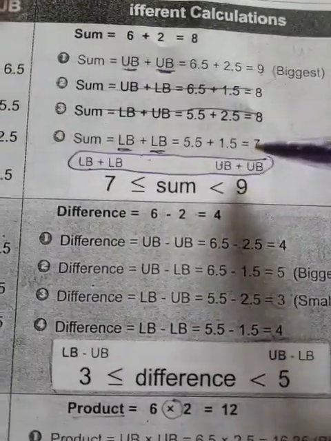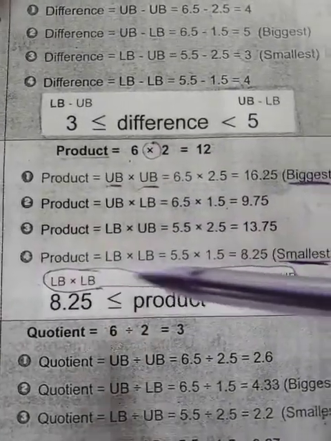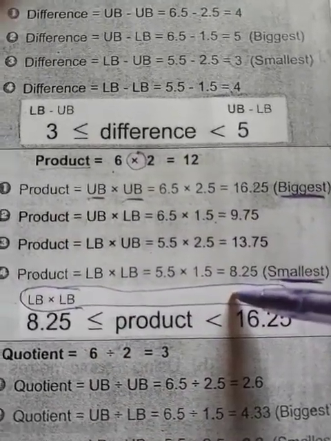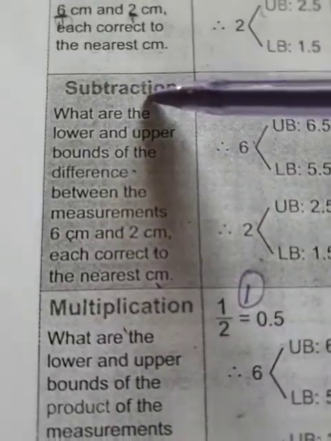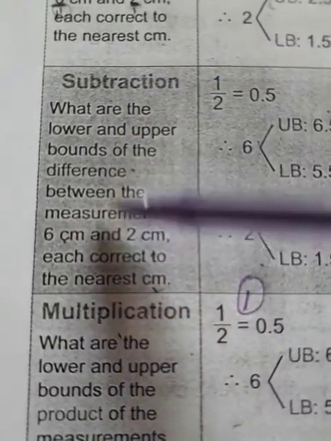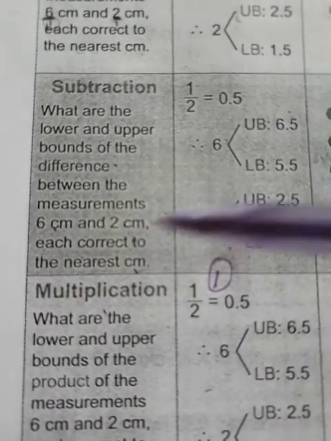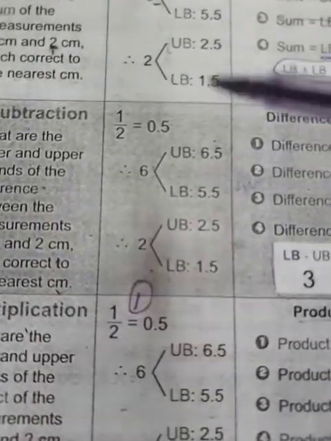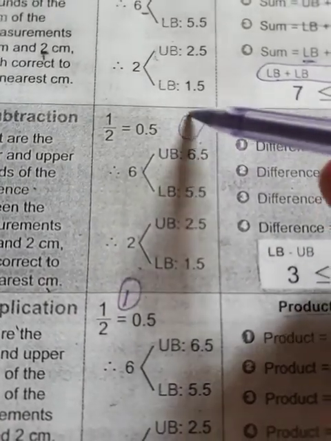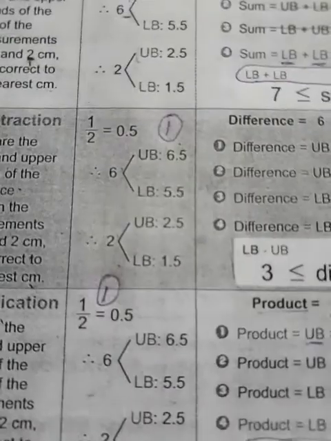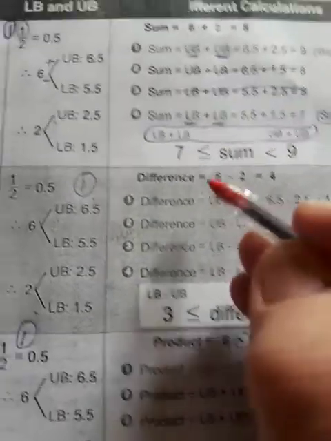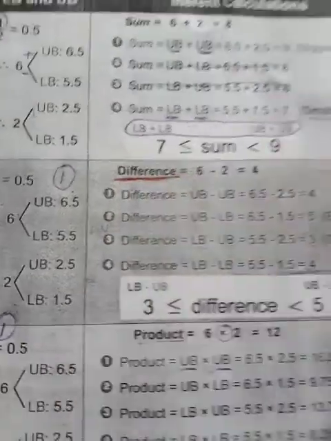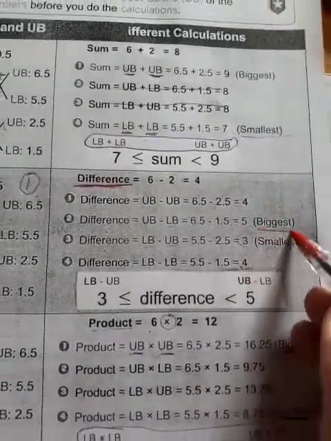So multiplication and addition, people, addition and multiplication is done in exactly the same way. Then if we go and look at subtraction, it is still the same question. Now you must find the difference between the two numbers, upper bounds and lower bounds of 6 and 2, rounded to the nearest centimeter. So again, step 1, where you find your upper bound and lower bound, is exactly the same.